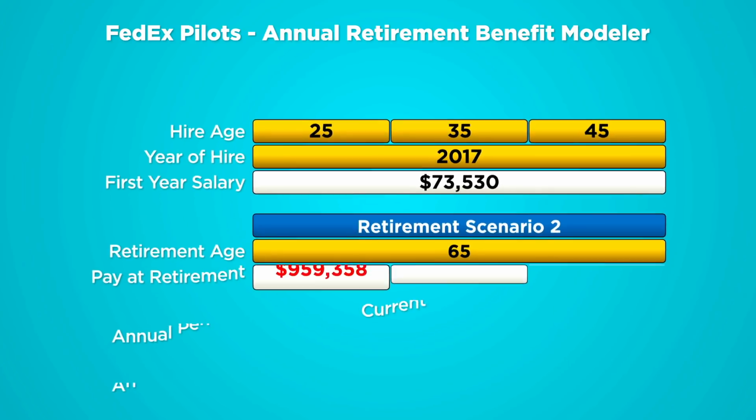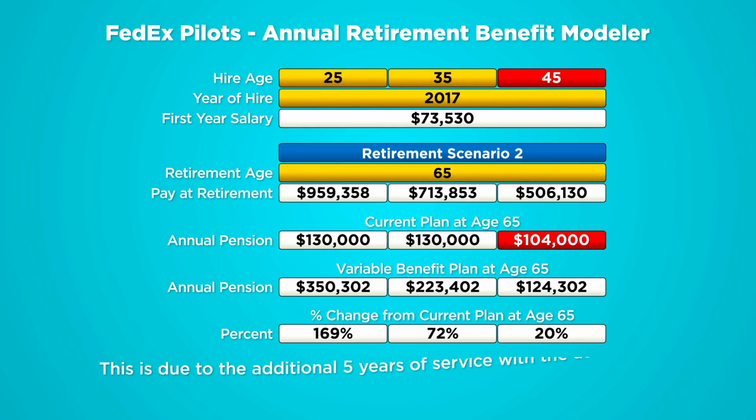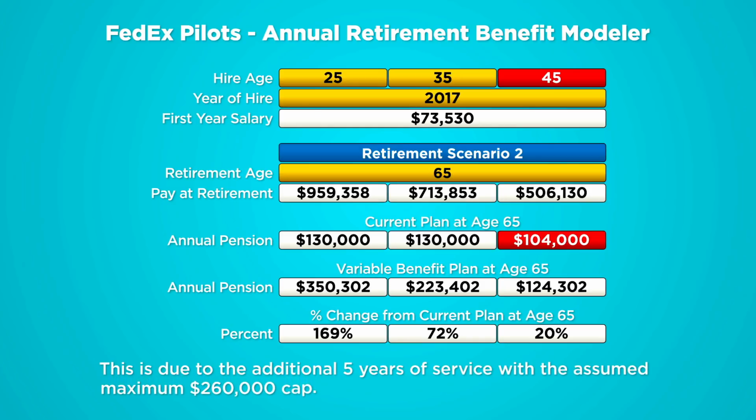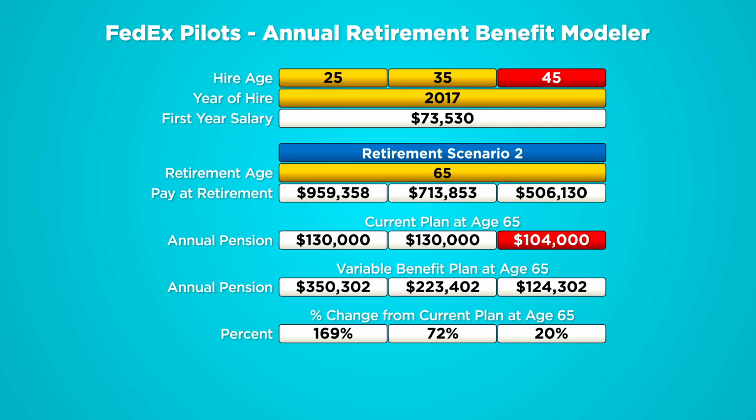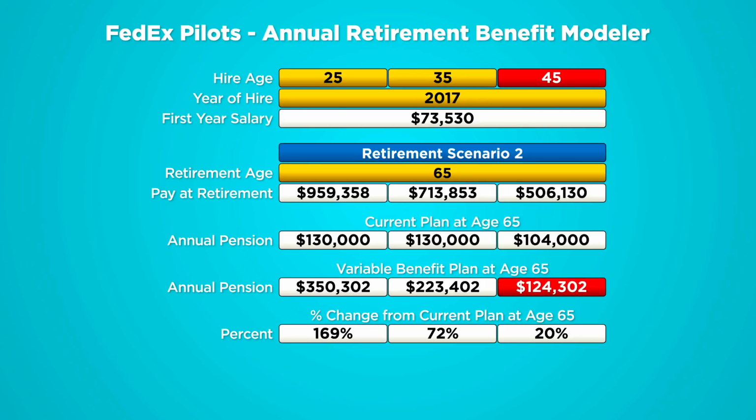The only difference in the pension accrued in the traditional plan in scenario number 2 for these 3 pilots is the 45-year-old. This is due to the additional 5 years of service with the assumed maximum $260,000 cap. You can see that the pension remains the same for the 25 and 35-year-old with the maximum accrual benefit of $130,000 per year. In the variable plan design, the 45-year-old accumulates a significant improvement compared to the traditional plan, earning just more than $124,000 per year, a 20% improvement.